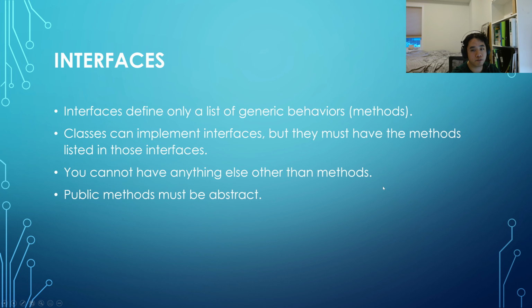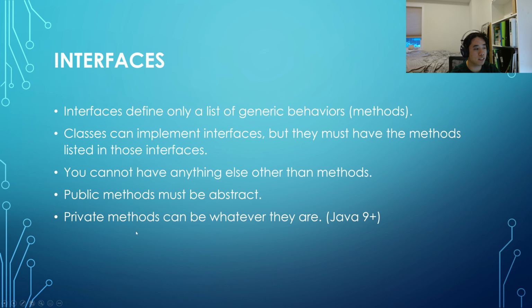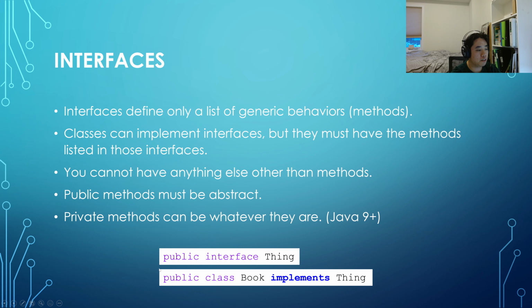And as for the methods, public methods must be abstract, while private methods can be whatever they are, starting from Java 9 and up. We're not going to use private methods, however. So here's how we declare an interface. We just use the interface keyword, and then we type the name. Interesting, right? For example, I want to use an interface called Thing, which contains some methods regarding some stuff we could do to things.